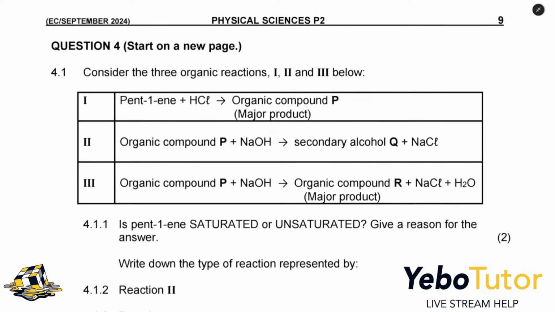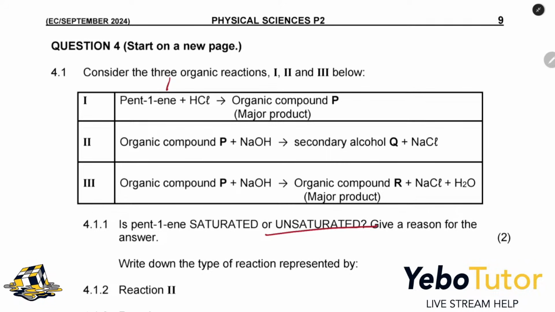Now consider the 3 organic reactions 1, 2, and 3 below. Okay, we can see that this is an alkene, of course. Let's see. Is pent-1-ene saturated or unsaturated? Give a reason. Everyone knows that when we are speaking of an alkene, which we have there, this is unsaturated, right? Because it's an alkene.